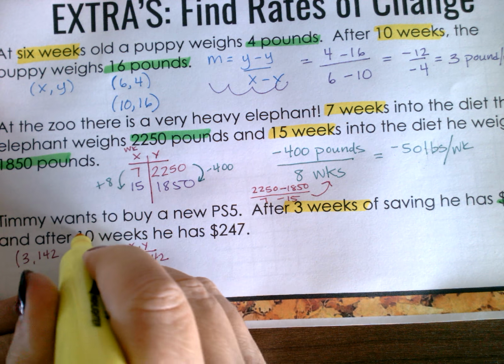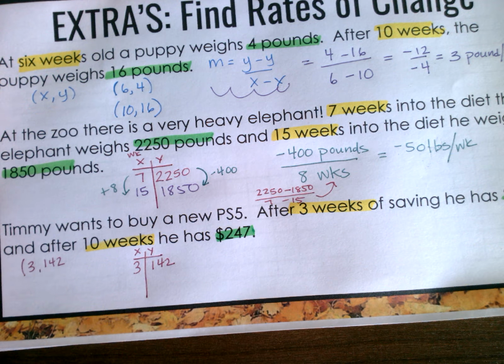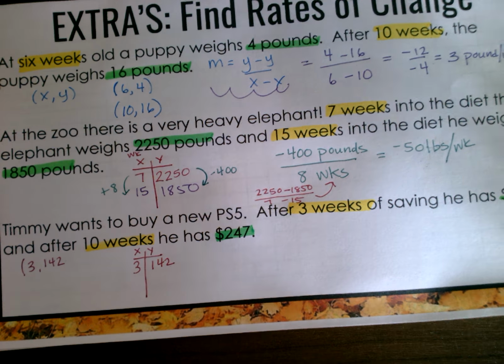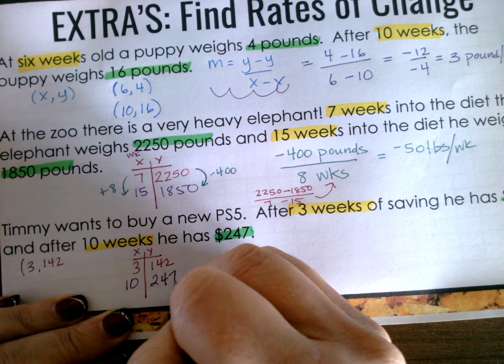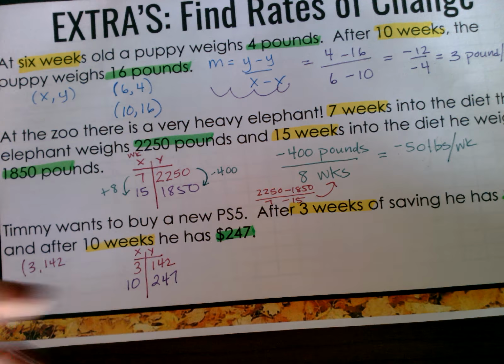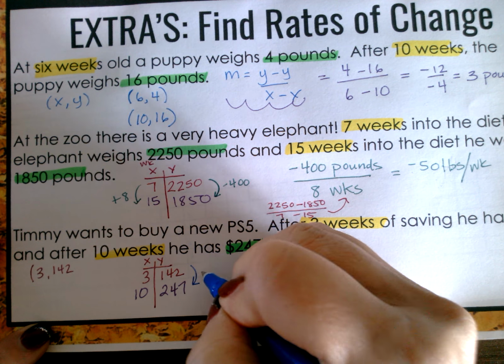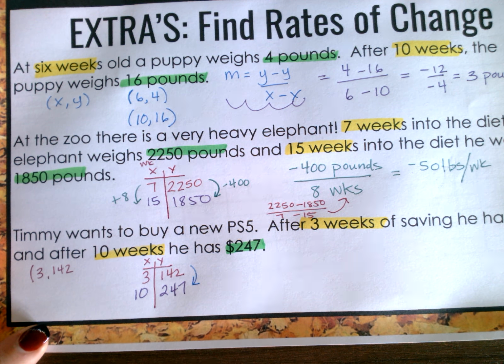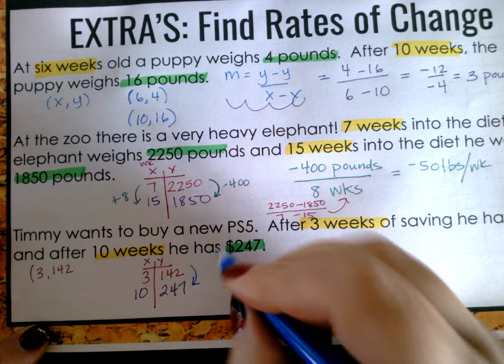Okay, what else do I know? That after 10 weeks, he has $247. That is related information, so I will do 10 weeks, $247. As time progressed, did the amount of money increase or decrease? It increased, so I'm suspecting a positive rate of change.